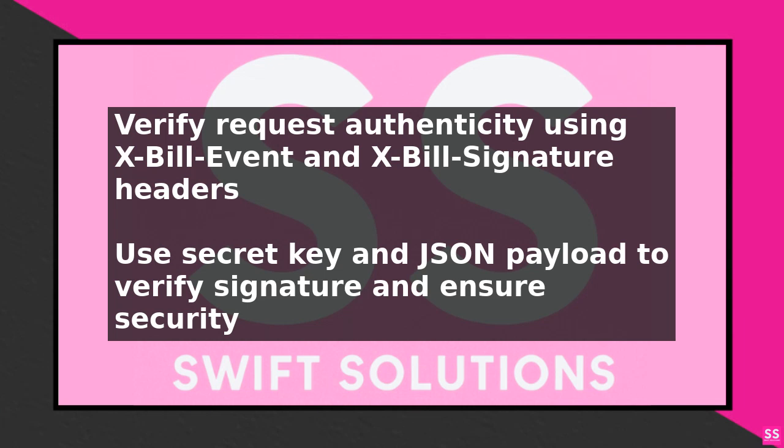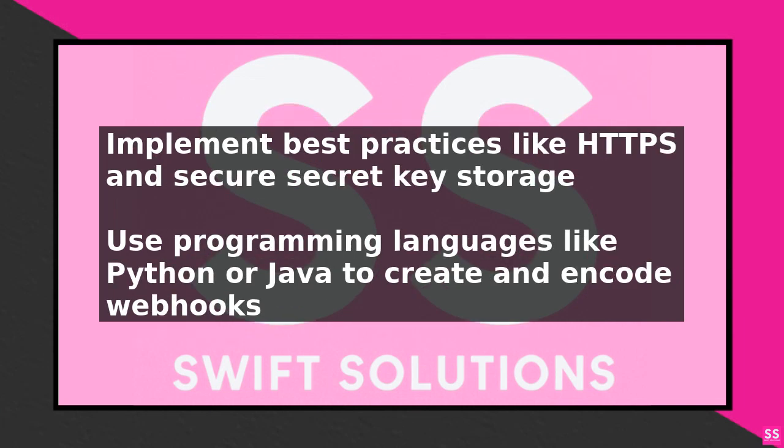Best practices for encoding the Bill.com API webhook include using a secure protocol such as HTTPS to encrypt the data in transit, and using a secure method to store and manage your secret key. In terms of practical examples, you can use a programming language such as Python or Java to create a webhook endpoint and encode the Bill.com API webhook.